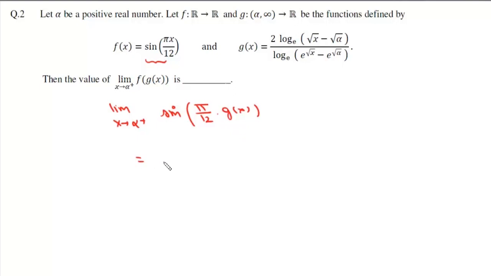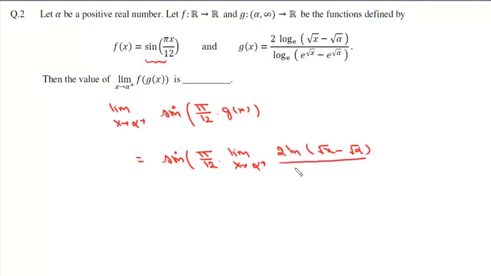So it will be this sine pi by 12 into this limit x tends to alpha positive, and gx is 2 log under root of x minus under root of alpha upon log e to the power under root x minus e to the power under root alpha. So we have to simplify this limit. So we'll solve this limit separately. Say this limit is L.